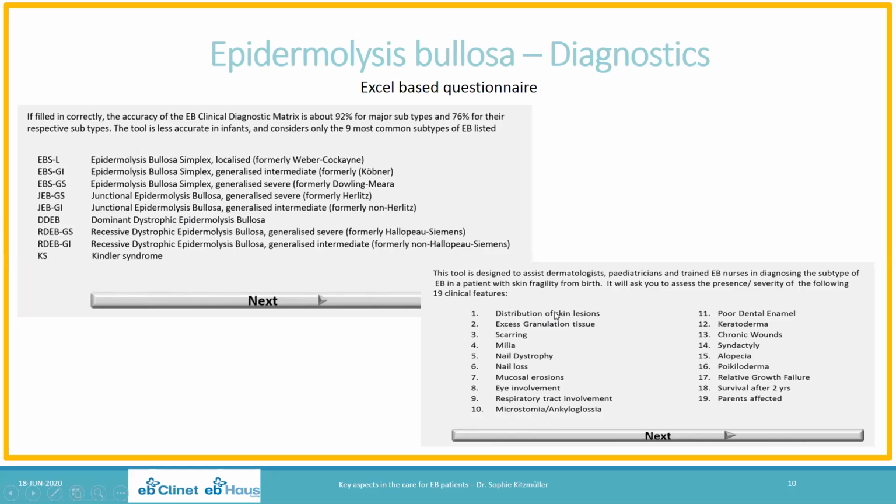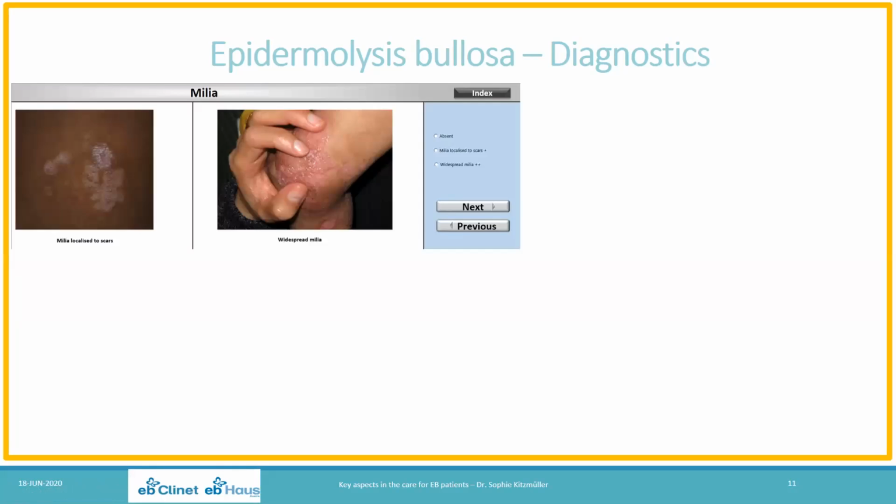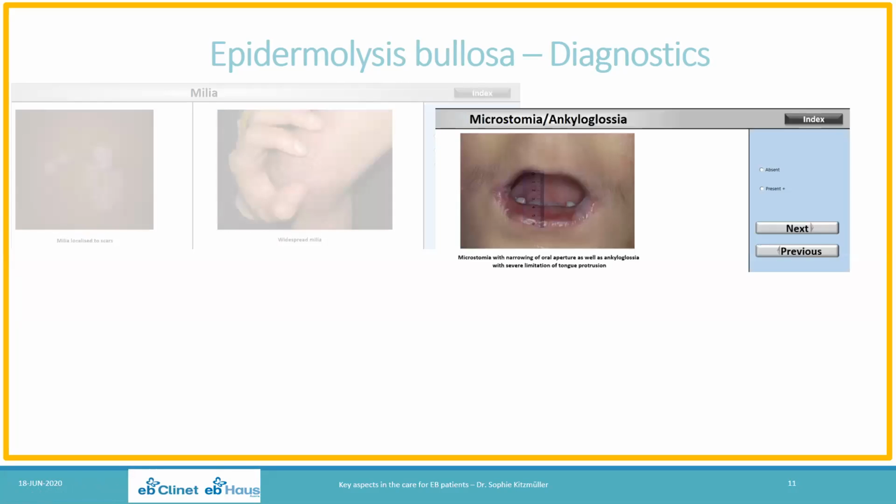This is done by assessing 19 clinical features. Those are, amongst others, for example, the presence or absence of milia, which is very characteristic for some types of EB, and the absence very characteristic for other types of EB. It also asks whether there is microstomia in those patients.